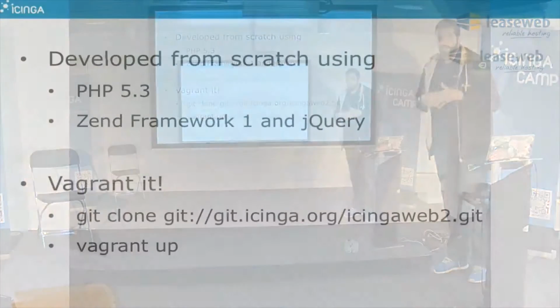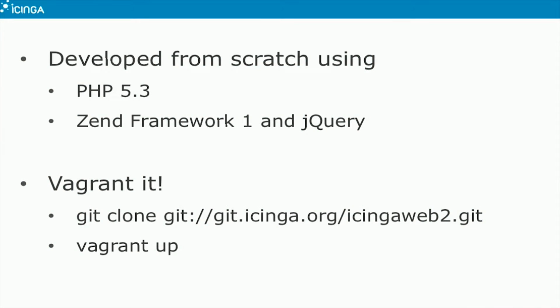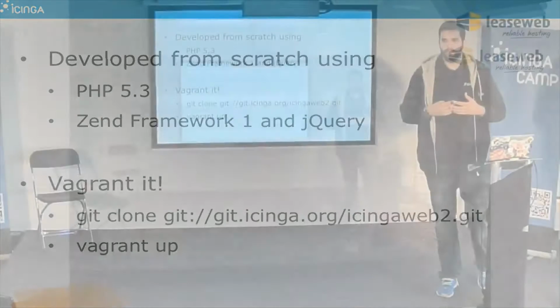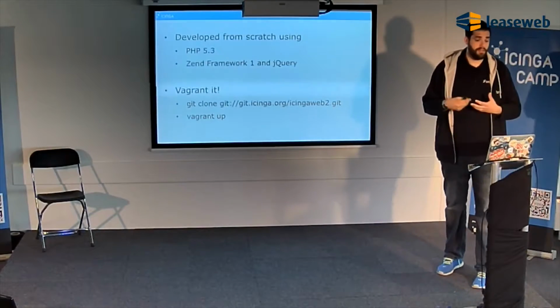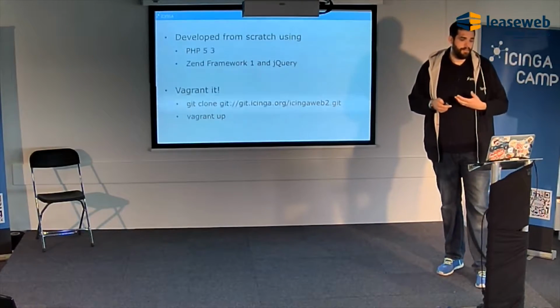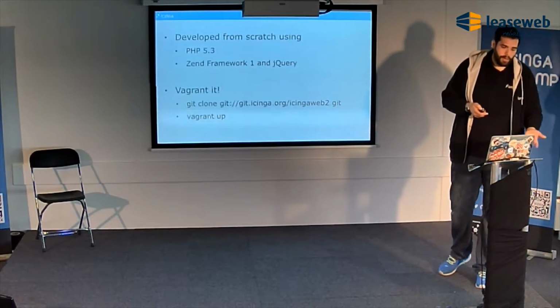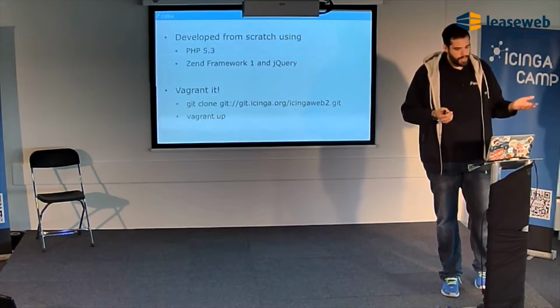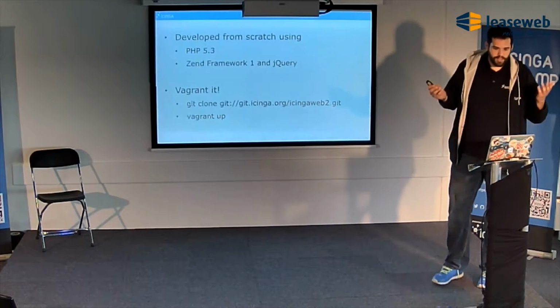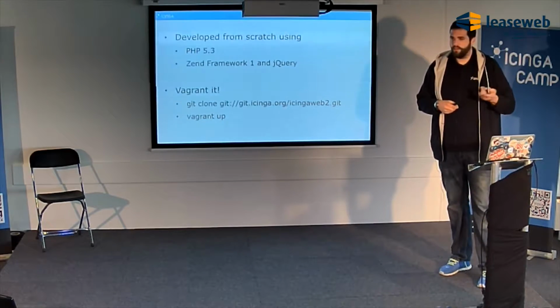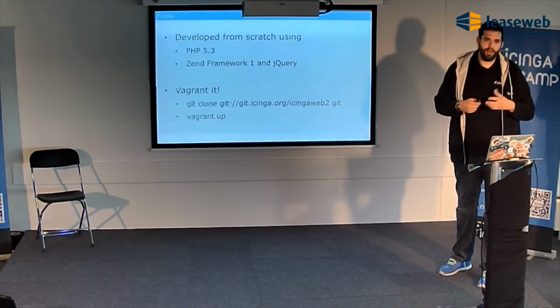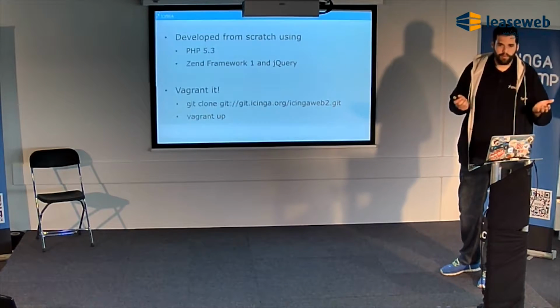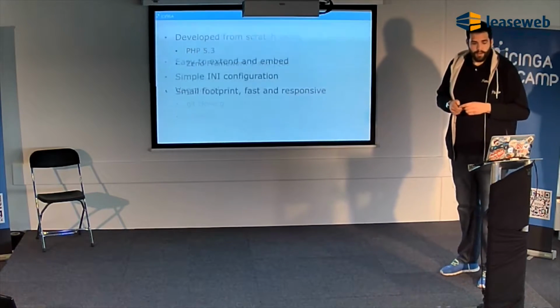So the key features: we developed it from scratch. Everything we had before, I would not say we threw it away. We still have it in the Git, but we didn't use it. So we started from scratch and thought about how we can make it fast and easier. It's based on PHP, Zend Framework 1, and jQuery. And you can also vagrant it. So just download, clone the Git. Also, the vagrant boxes Michael mentioned before have Icinga Web 2 included. Vagrant up, and that's it.